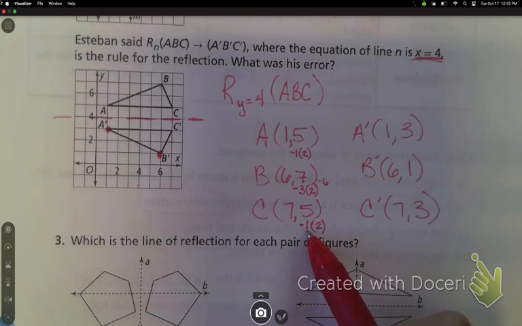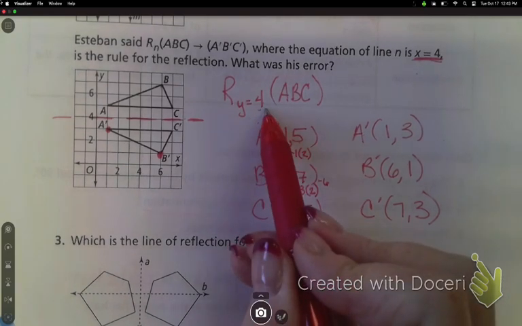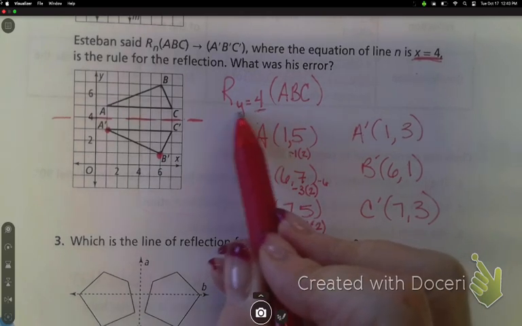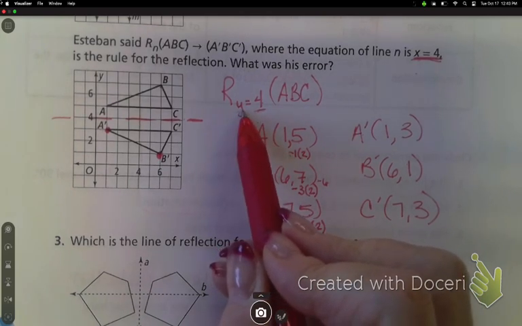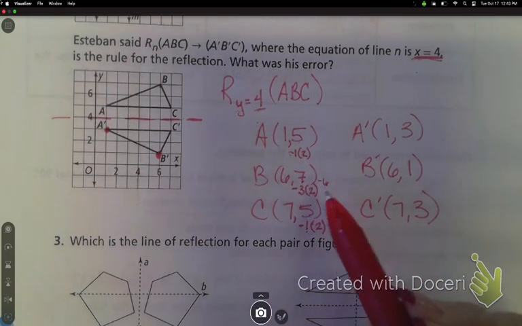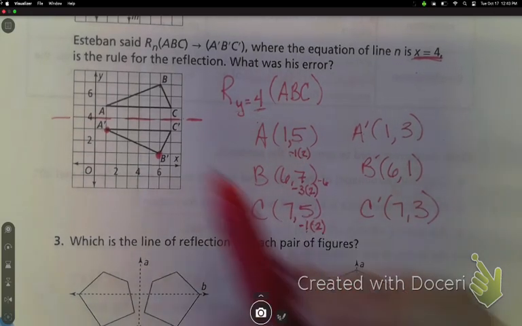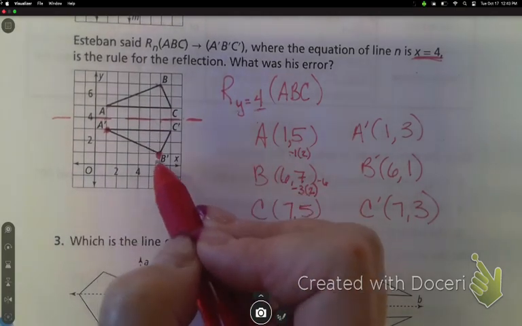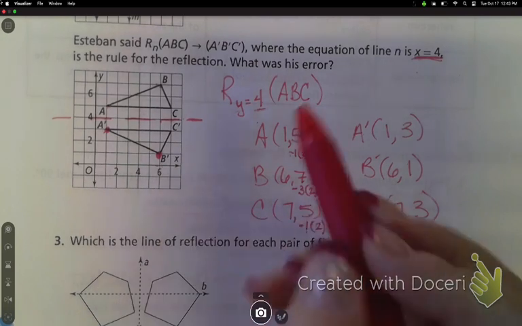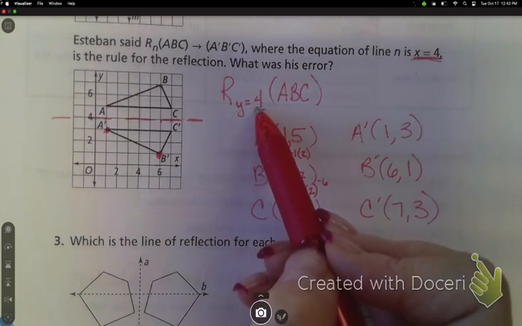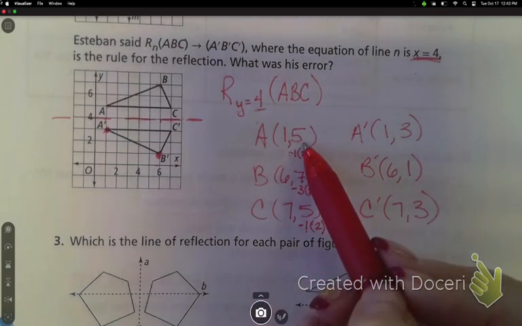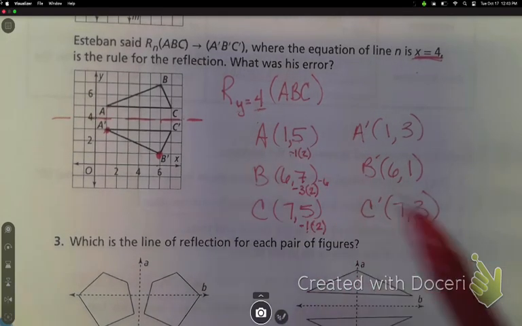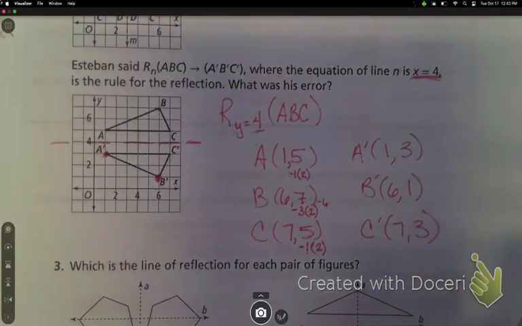How far it was to the what? To the 4. And I used the y because it says what? Y. Why did I multiply by 2? Because you doubled it. Because you go down 1, so you have to go 1 more. You go down 3, so you have to go down 3. What if this was x equaled 4? I wouldn't do it to the y, I would do it to the what? X. Make sense?